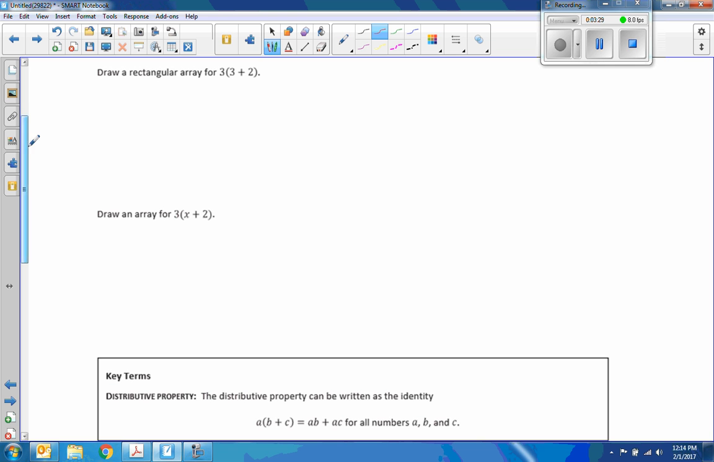Now it says to draw a rectangular array for 3 times the quantity 3 plus 2. If I do the 3 plus 2 again, it's the same diagram from the first page. There's my 3, and then here is my 2. I'll use a different color. So there's 1 group of 3 plus 2, but we need 3 of them. So I'm just going to repeat that 2 more times.